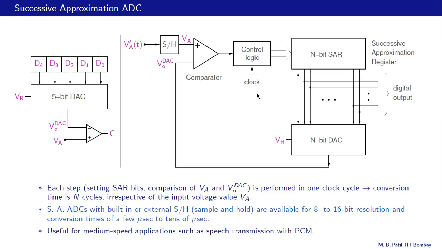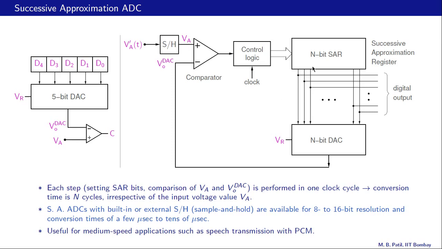As an example, let us say that this clock has a frequency of 1 megahertz. That means the clock period is 1 microsecond. And let us say that it takes 20 clock cycles to complete the conversion process. That means this entire conversion from analog to digital is going to take 20 microseconds. And therefore we must make sure that this VA is held constant for at least 20 microseconds.